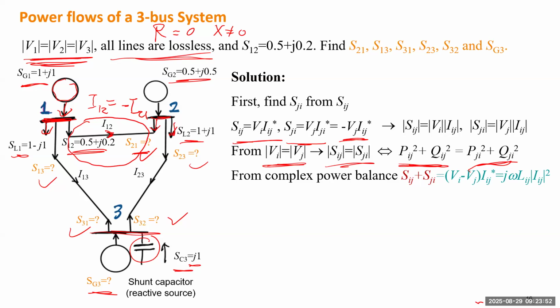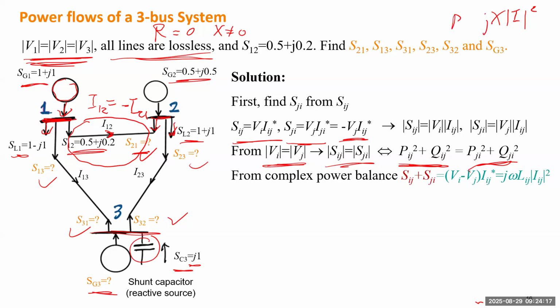Okay, so we know this line is lossless, which means the impedance will basically just be j omega L. So we use another formula. Remember how we calculate the power of an impedance. If we know the reactance, we'll use this formula to calculate.